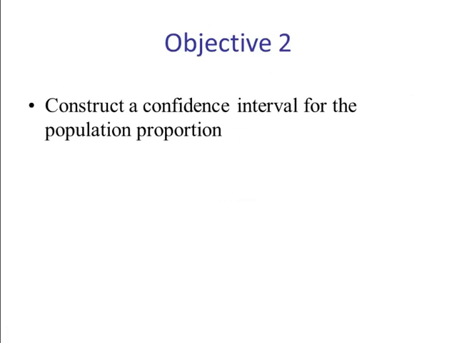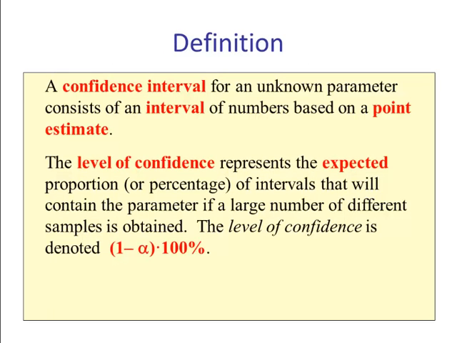Lesson objective. A confidence interval for an unknown parameter consists of an interval of numbers based upon a point estimate. The level of confidence represents the expected proportion or percentage of intervals that will contain the parameter if a large number of different samples is obtained. The level of confidence is denoted 1 minus alpha times 100%.